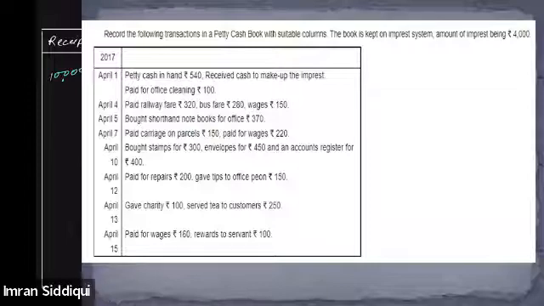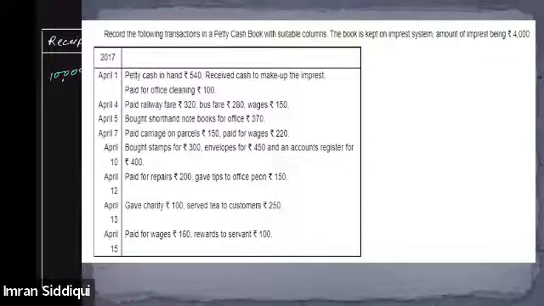Let me read this question for you. It says that the book is kept on the imprest system, and the amount of imprest being 4,000. So 4,000 is the fixed amount that the head cashier will be giving to the petty cash. Following transactions are relating to the month of April, from the 1st of April till the 15th of April only.